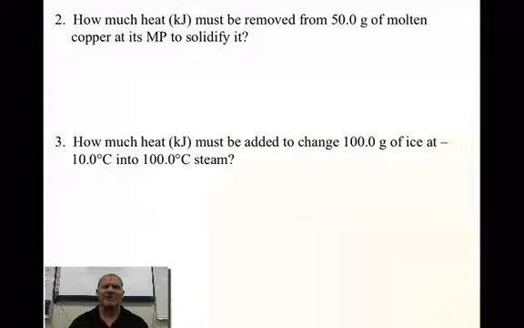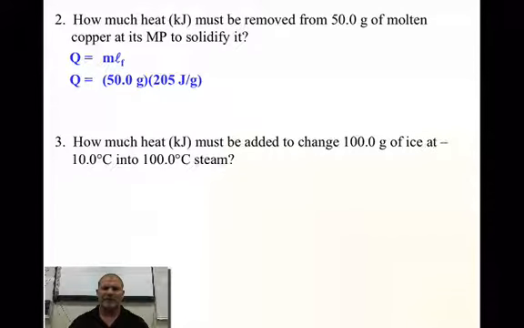Second example says how much heat in kilojoules must be removed from 50 grams of molten copper at its melting point to solidify it. So it's a liquid now, and we're going to go from a liquid back to a solid. We're going to go through a phase change again, so it's mass times latent heat of fusion.